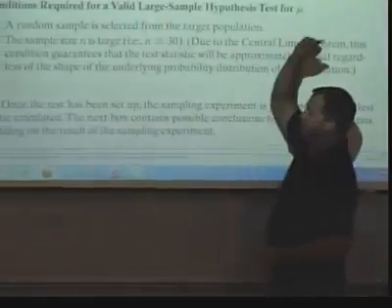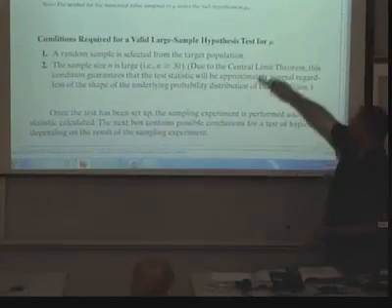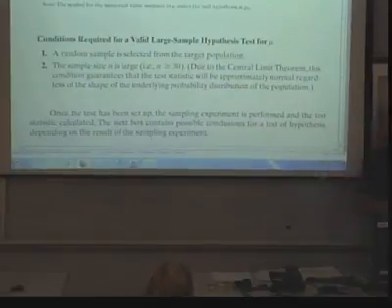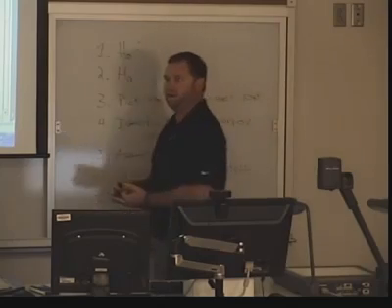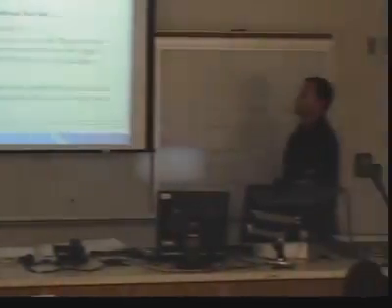And then for the proportion, condition 1 was the same, random sample. Condition 2 was NP had to be greater than or equal to 15, and NQ had to be greater than or equal to 15. Which basically is the same thing as this, right? Which basically means our sample had to be large enough, N had to be greater than or equal to 30.